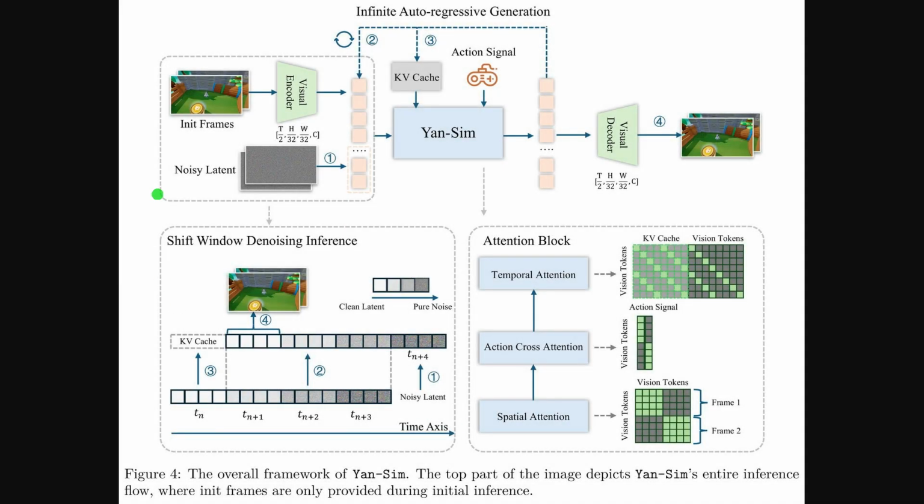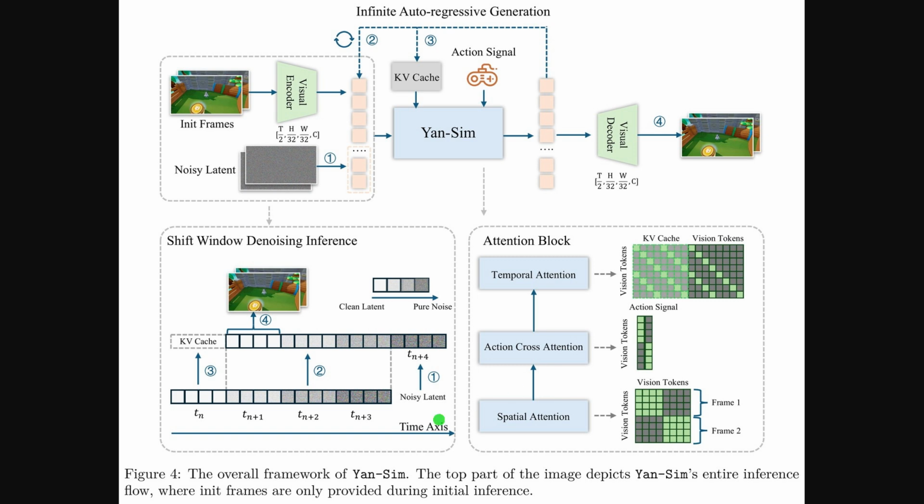Now, let's walk through the YAN sim diagram. The top pipeline shows frame-wise inference. Initial frames get compressed by the visual encoder, a noisy latent is concatenated, then action signals and a key value cache guide YAN sim, and the visual decoder reconstructs the next frame.